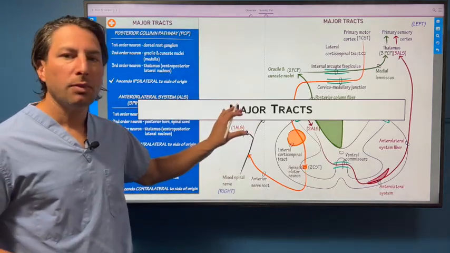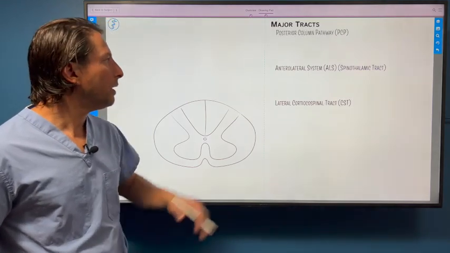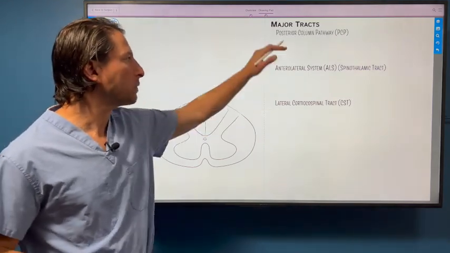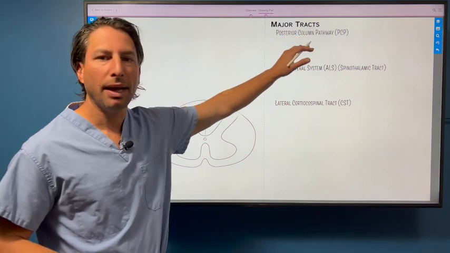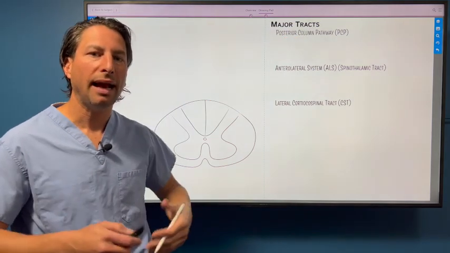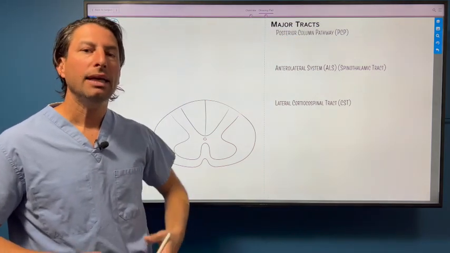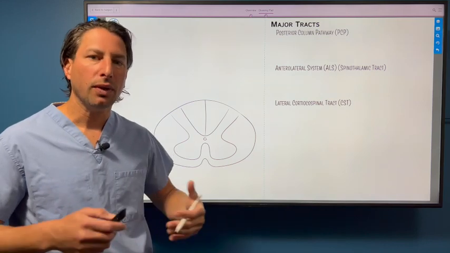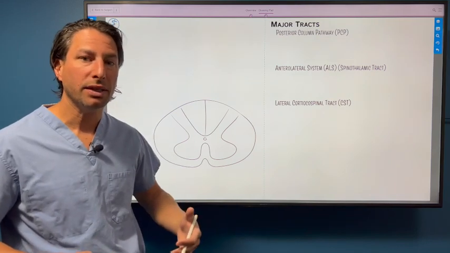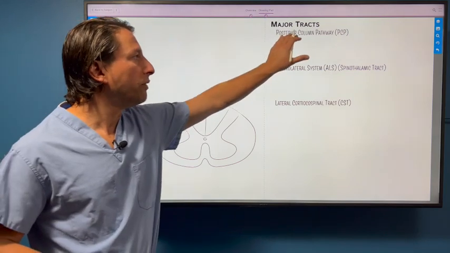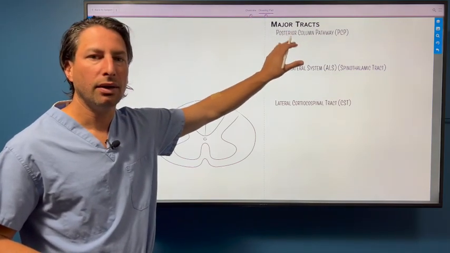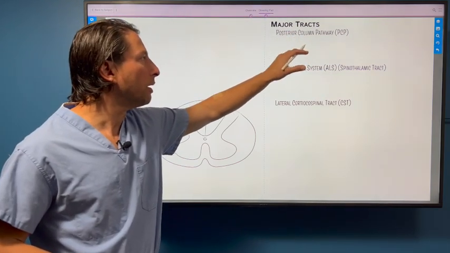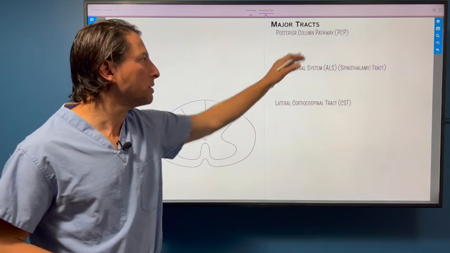So let's go through these tracts themselves. These are the three key tracts we're going to work through. Posterior column pathway, this is a large afferent sensory pathway. 2-point discrimination, joint position sensation, vibration, all of those sensory modalities are maintained or accumulate in the posterior column pathway.